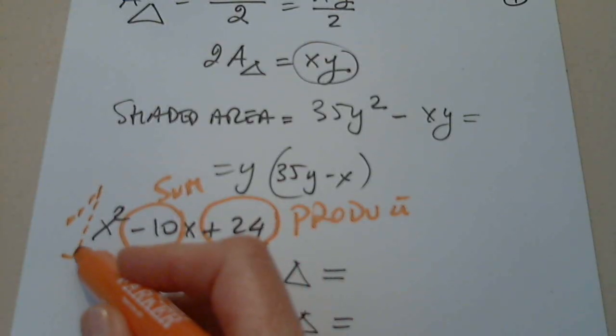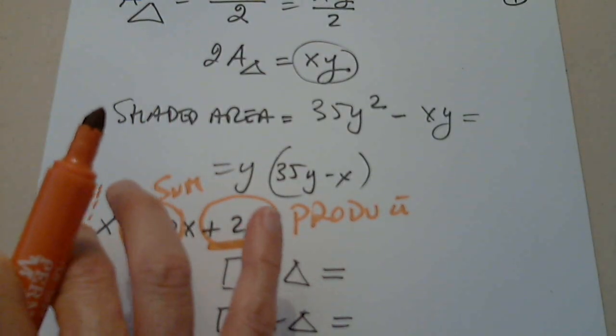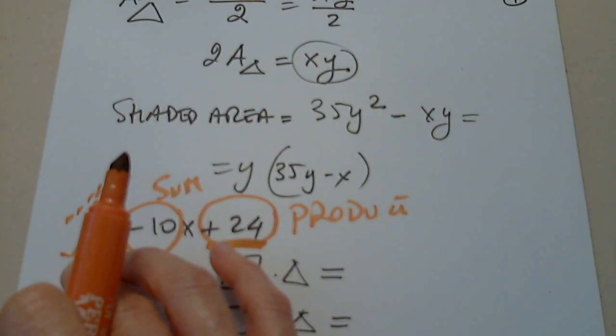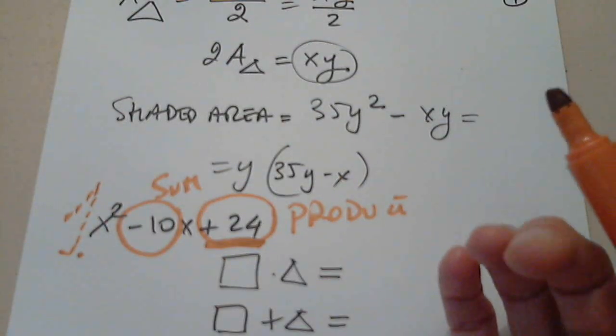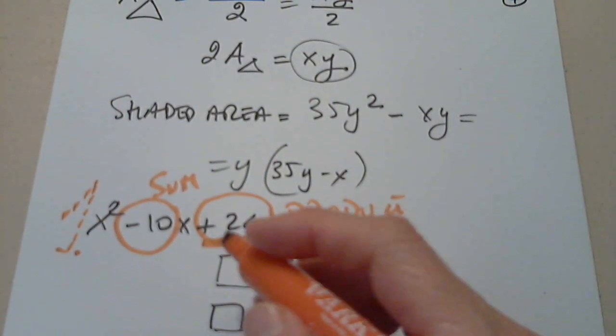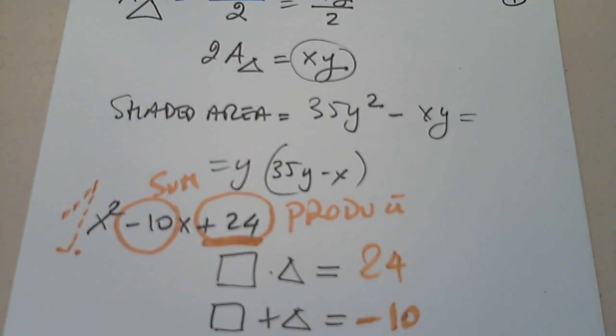If the leading coefficient is not 1, then we need to multiply this number by this number to get the product. But not here, because it's 1. You can say, I always do it. Yes, I agree. 1 times 24 is 24. And the sum is -10.